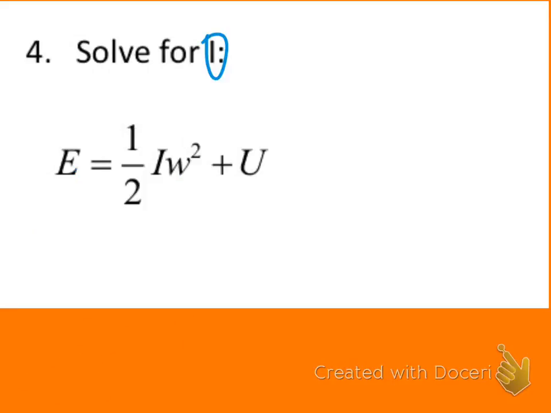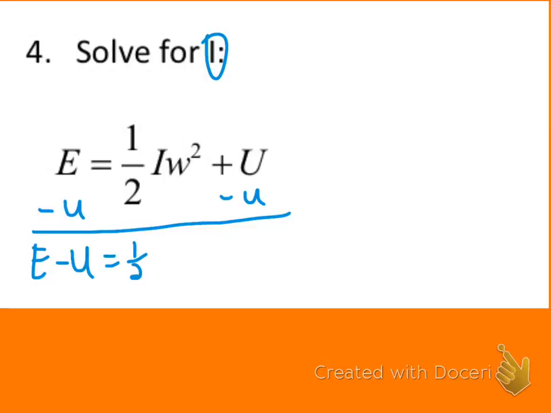All right, number 4, last one. We're going to solve for capital I. And there's a lot happening here. You can see there's some adding, there's some multiplying, there's a fraction. Let's deal with the u first, and let's do the opposite of plus u, and let's subtract u from both sides. So now we have e minus u equals 1/2 times capital I times w squared.